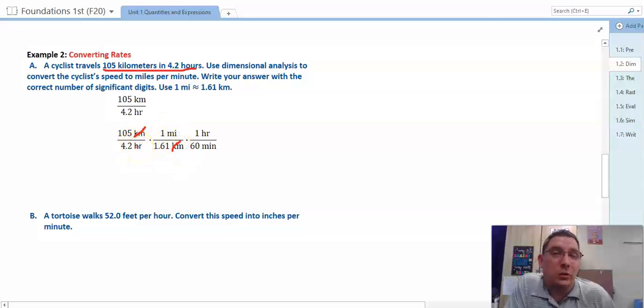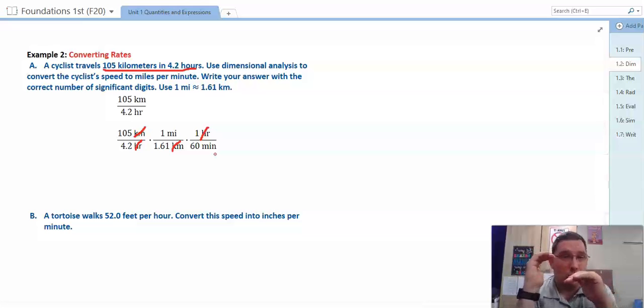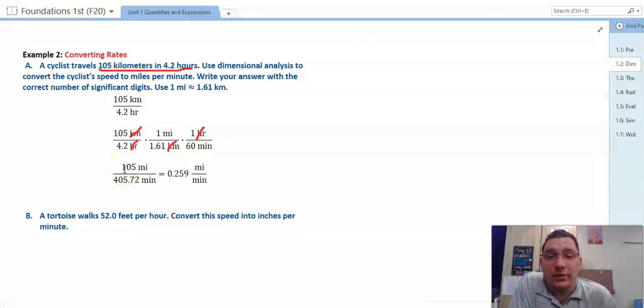So the hours have to cancel, and we're converting those to minutes. So if the hours started in the denominator, we need to cancel them in the numerator, and then that gives us the minutes in the denominator here. So again, we want the 2 rates that are the same to be in opposite locations. 1 in the numerator, 1 in the denominator, so that they will cancel out with this division that happens. Okay? And so now we're going to multiply everything straight across. So we're going to get the 105 times 1 times 1, that's 105. And then we'll do the 4.2 times the 1.61 times the 60. And so let's see what that gets us when we do all that in our calculator. So putting that in our calculator, we get 105 miles over 405.72 minutes.